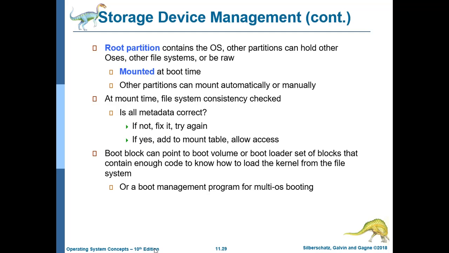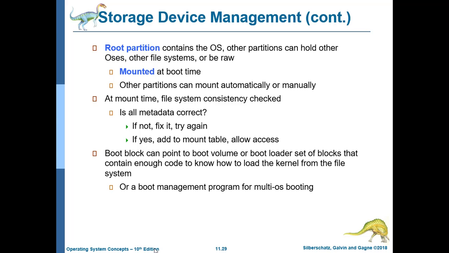Okay, let's go back. These partitions are mounted at boot time, of course, so that the OS can be loaded into memory. Other partitions can mount automatically or manually, but in Windows, the partitions are automatically mounted. At mount time, there is a file system consistency check. Is all metadata correct? If not, fix it and try again. If yes, add to the mount table and allow access.